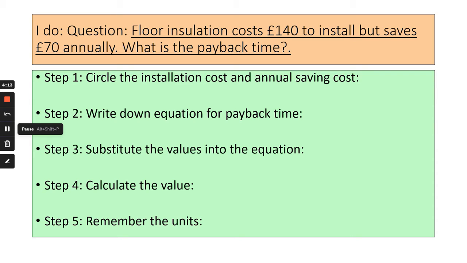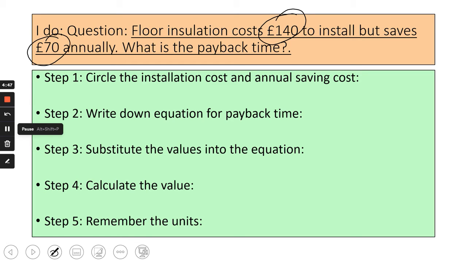We're now going to do a series of I do, we do, you do activities. Remember, during an I do activity, make sure your pens are down and you're focusing on what I'm doing in the video. Okay, let's start with step 1. Floor insulation costs £140 to install but saves £70 annually. What is the payback time? So as you can see from step 1, I'm going to circle the insulation costs and the annual savings.